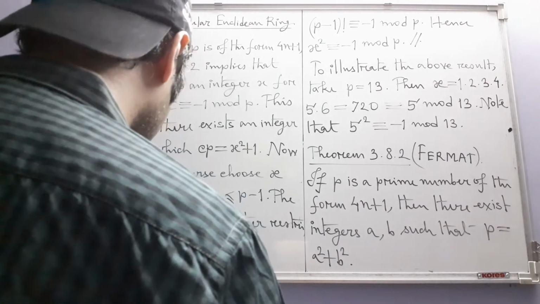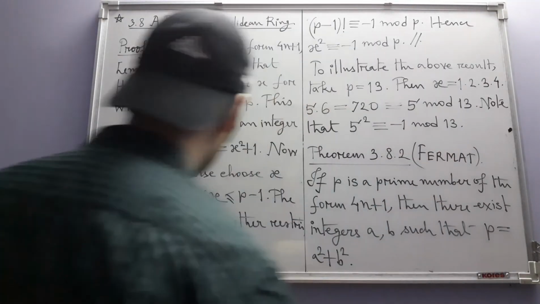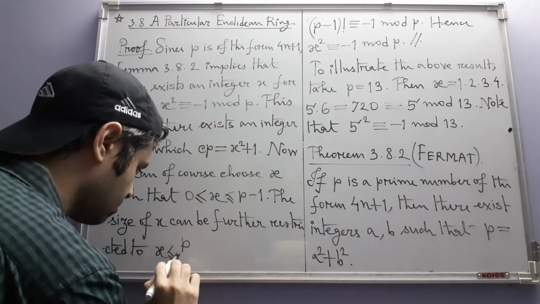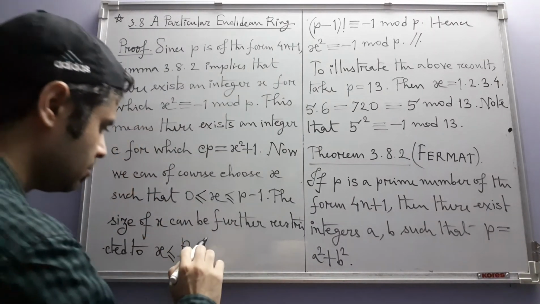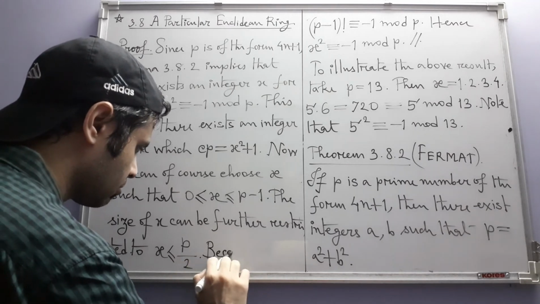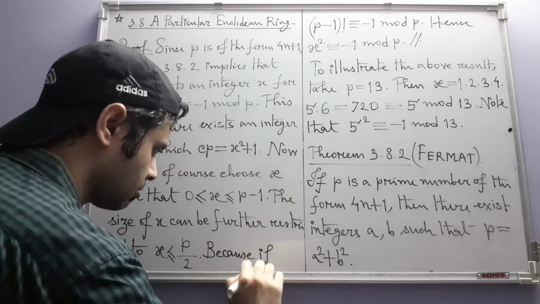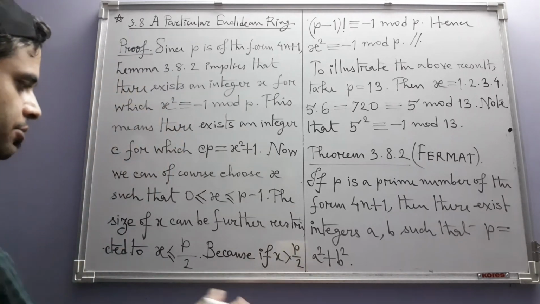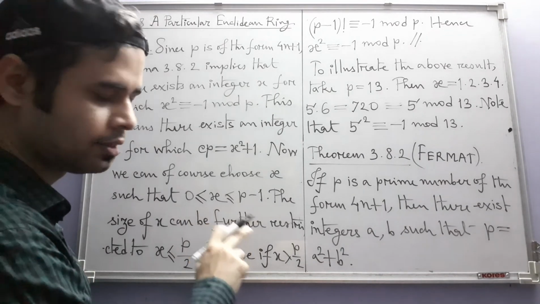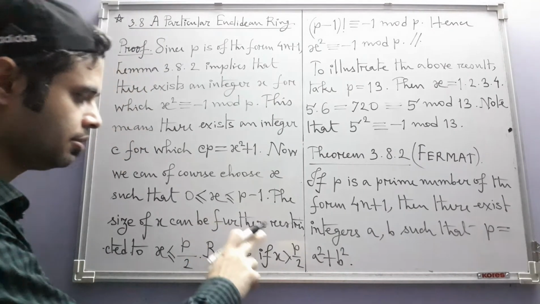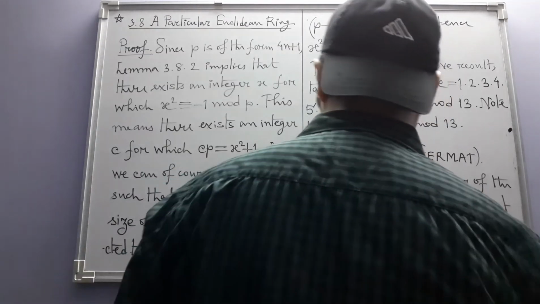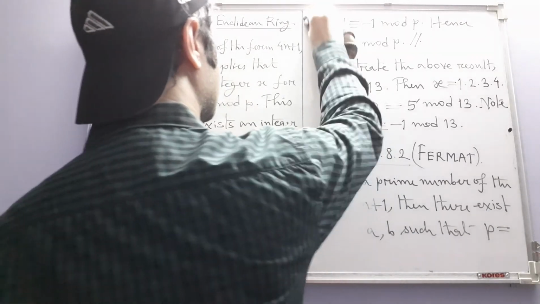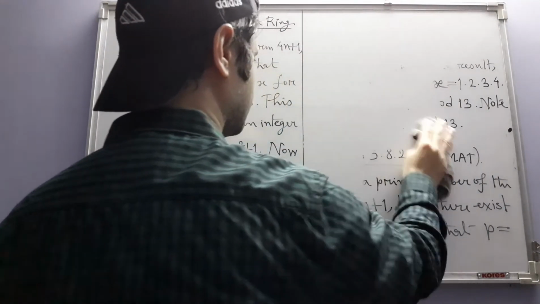No, I think there is a mistake here. It is not p minus 1 by 2. It should be p by 2. Because if x is greater than p by 2, suppose the x that we have chosen here turns out to be greater than p by 2, then we can replace this x by p minus x.